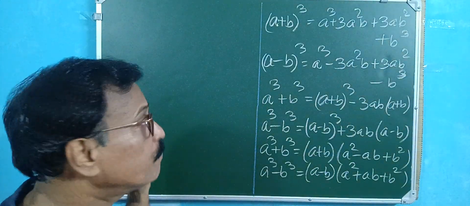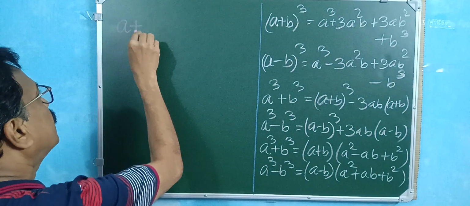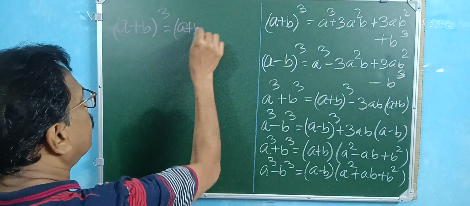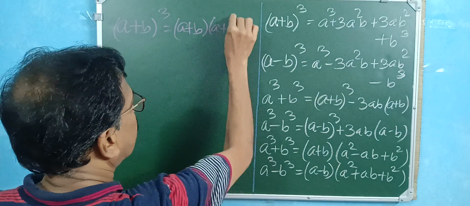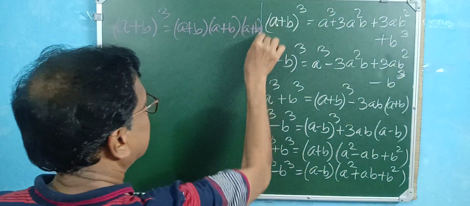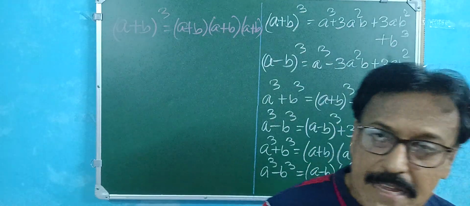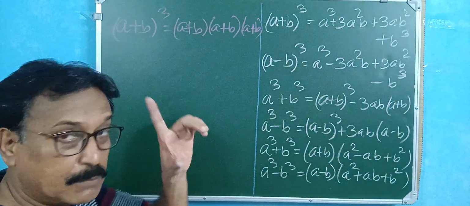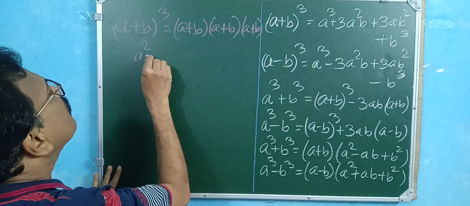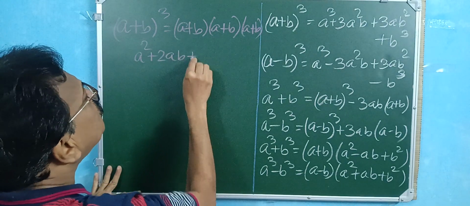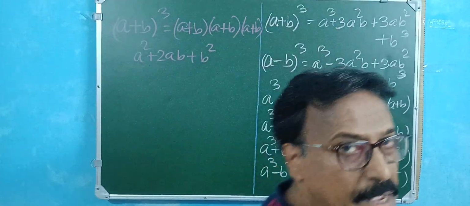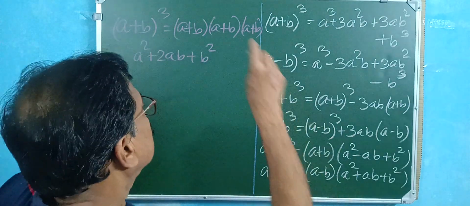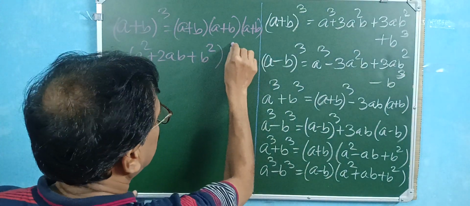Let me discuss one thing here. What is the meaning of (a plus b) whole cube? It means (a plus b) into (a plus b) into (a plus b). The first two, (a plus b) into (a plus b), is (a plus b) whole square, and you know the formula is a square plus 2ab plus b square. Now you just multiply it with the remaining (a plus b).